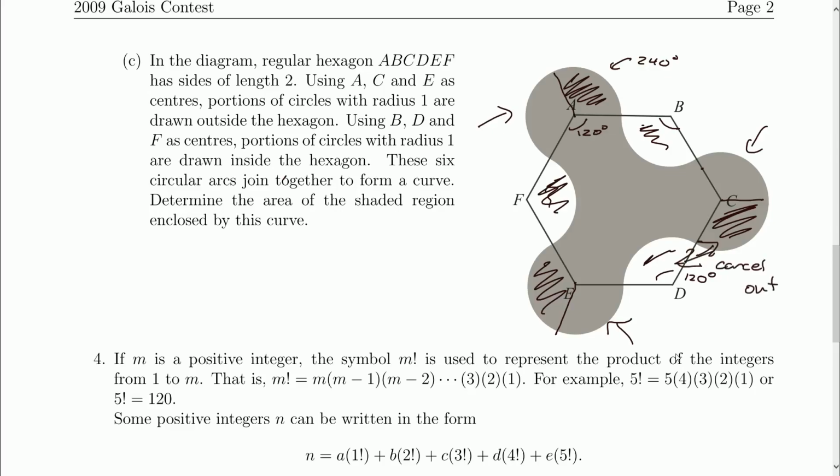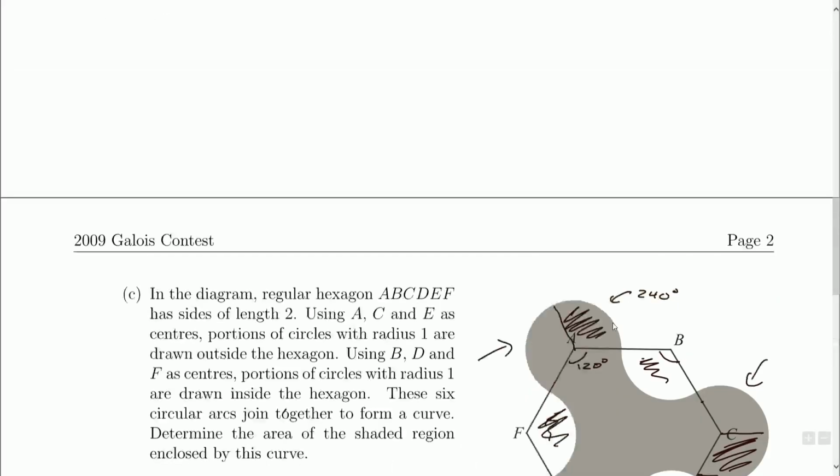And you could probably make an argument based on that. And then, so we still maintain the full hexagon area. And then we're left with 3/3 of a circle. Well, what's the area of that circle? It's just going to be pi 1 squared, or pi. So there we go. And that's it.